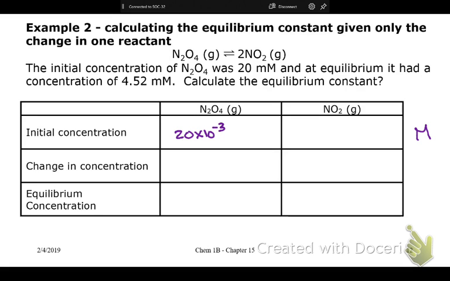At equilibrium, it went to 4.52 millimolar. Okay, you guys reading that right? At equilibrium, it's that. What box is that? First one, last row. Last row, bottom, right? Left, this guy here.